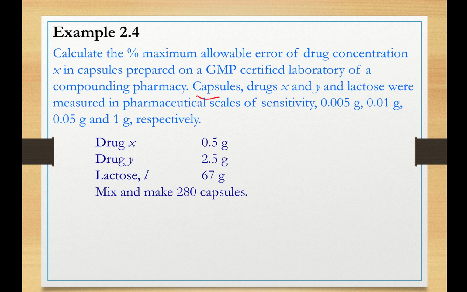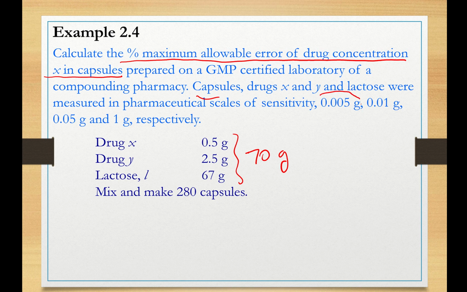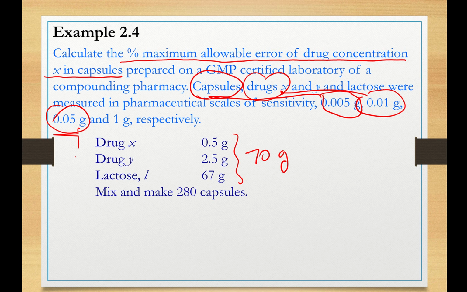I see here capsules. So lastly, we are going to learn how to calculate the maximum allowable error of drug concentration in capsules. So this is the finished dosage form. So here we have again 70 grams of mixture. The sensitivity requirement of balances: this is the SR to measure capsules, this is the SR of the balance to measure drug X, this is the SR of the balance to measure drug Y, and this is the SR of the balance to measure lactose. And we're going to make 280 capsules.